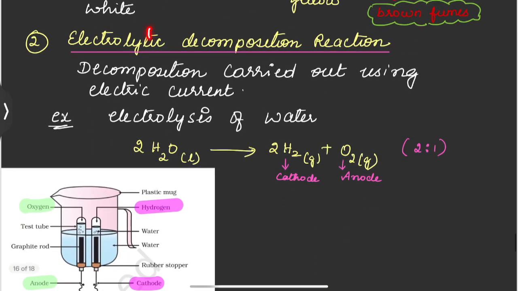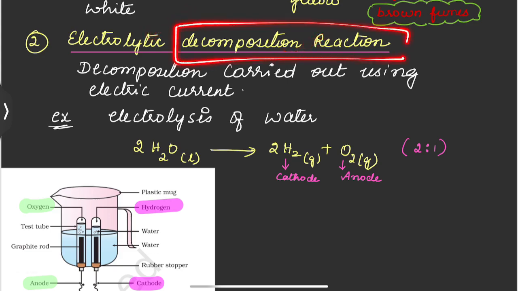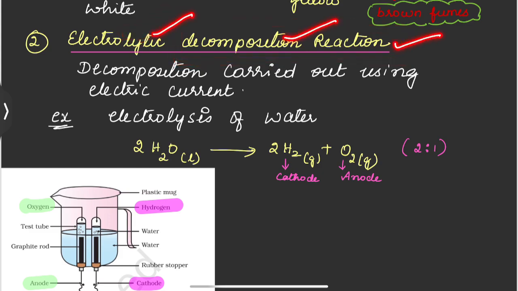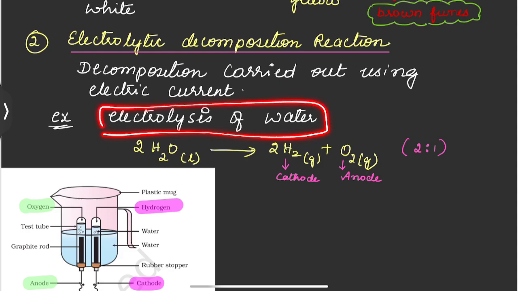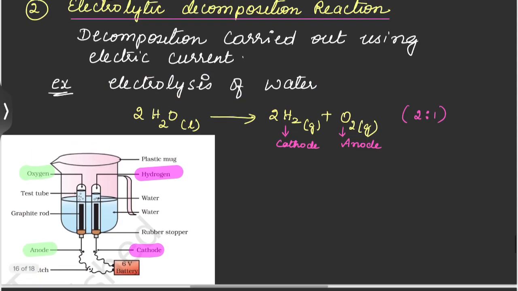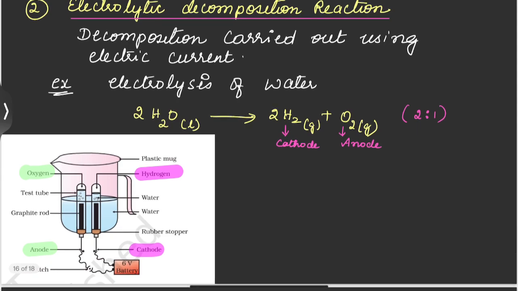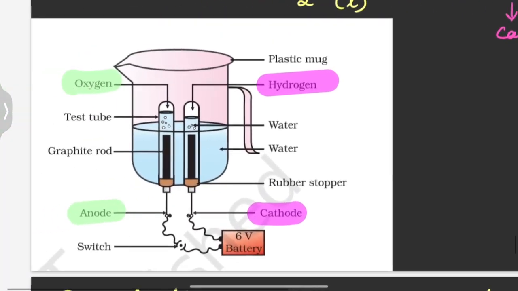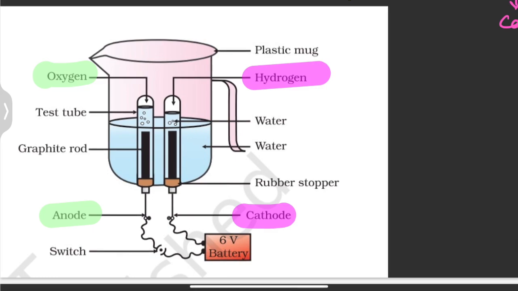Next, electrolytic decomposition reaction, where decomposition is carried out using electric current. The example is electrolysis of water. This is very important. I will tell you how the questions can appear in the board examination. There is an activity given in your textbook. In this activity, you are going to take a mug.